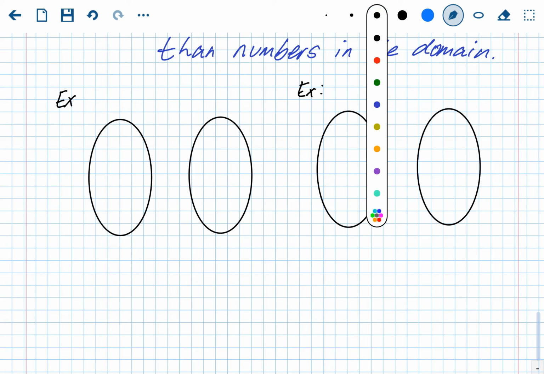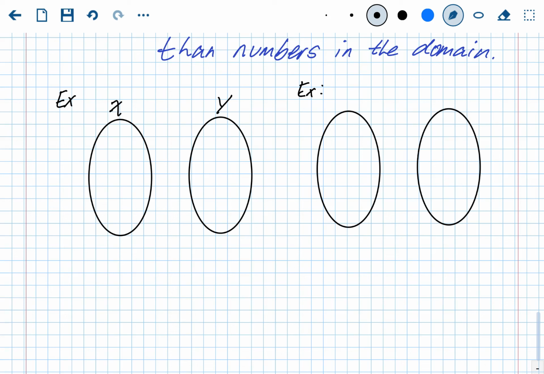All right, so remember, you have your X circle first, and then your Y circle, or sometimes your input and your output, your domain and your range, all the same. Okay. This first X circle, I'm going to put 1, 2, 3. Okay. And in the Y, I'm going to put 4.